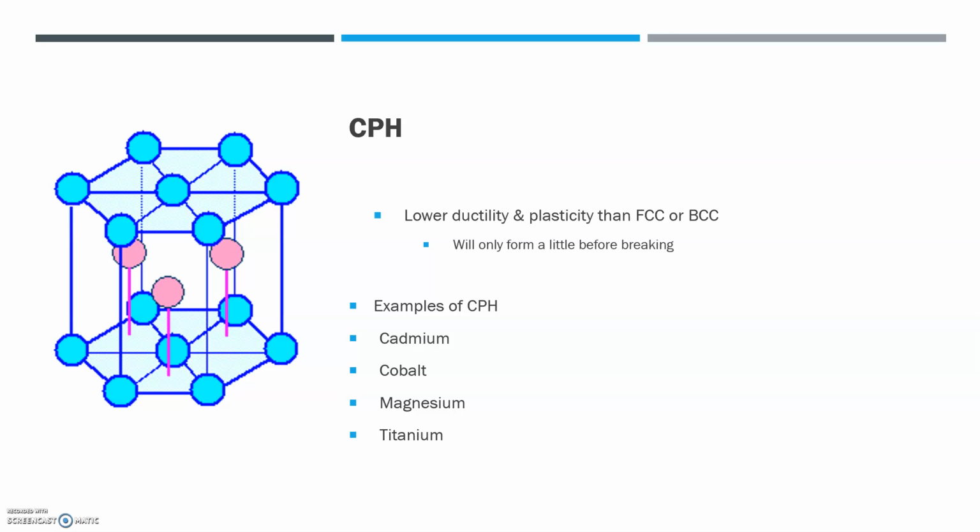Here we've got close packed hexagonal. It's much harder than both face centered cubic and body centered cubic. This structure will only deform a small amount before breaking. Examples are cadmium, cobalt, magnesium, and titanium.